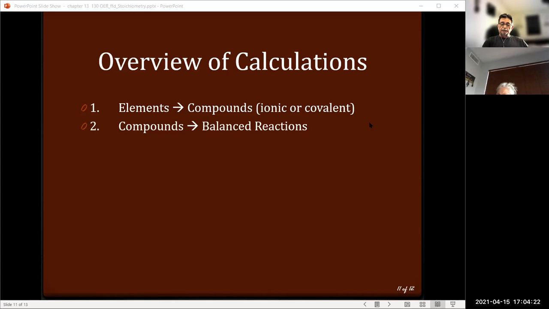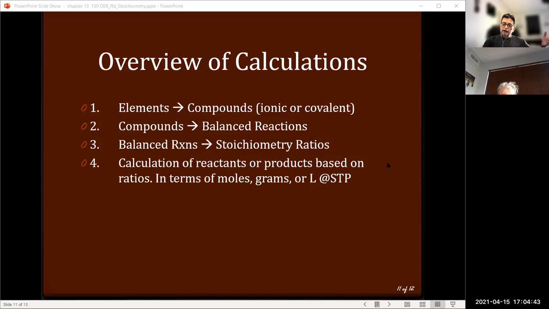Now, from compounds, we have compounds reacting with compounds or elements or something. We got reactions. From those reactions, we get products, obviously, and then we balance these reactions. Balancing these reactions gives us the stoichiometric ratios that we need to do the calculations. Okay. And so we can do calculations of reactants and or products or any combination thereof based on these ratios, which come from the balanced chemical equation.